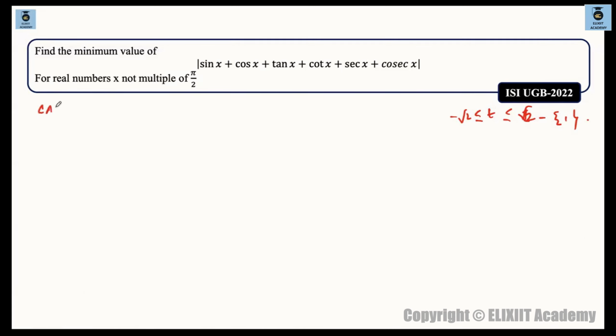First case will be case 1, where t is lying between 1 and √2, excluding 1. t is positive here. So if t lies between 1 and √2, can I say that t minus 1 is positive? t minus 1 is positive, right?